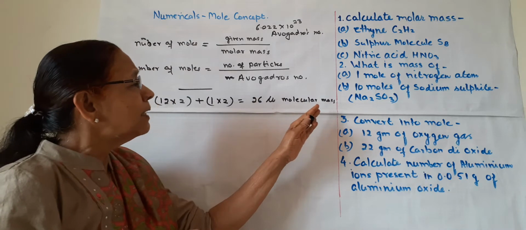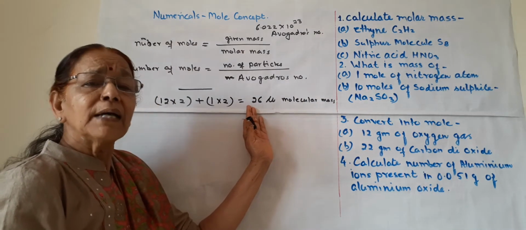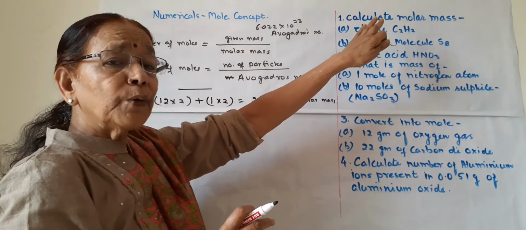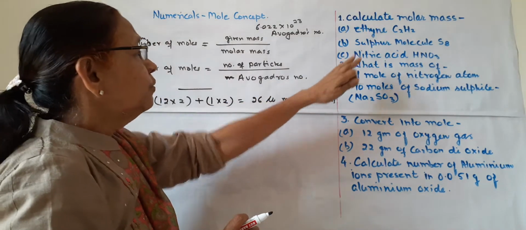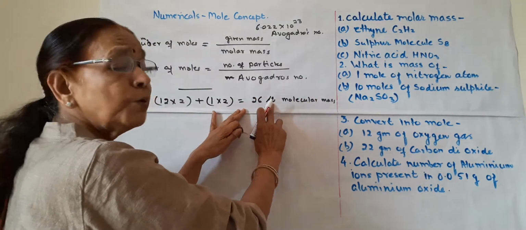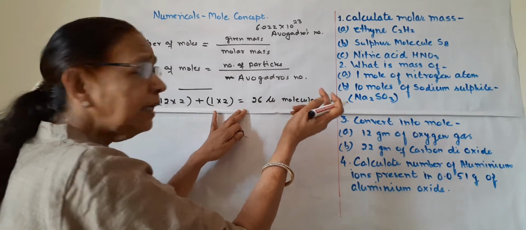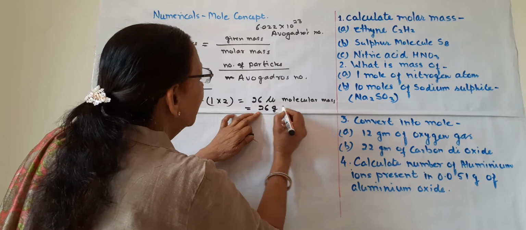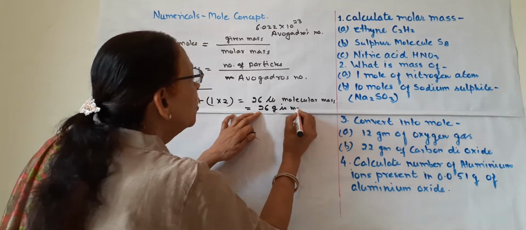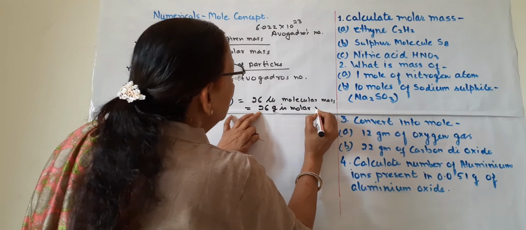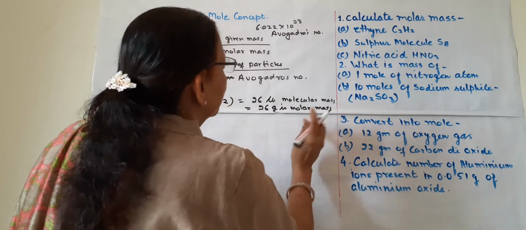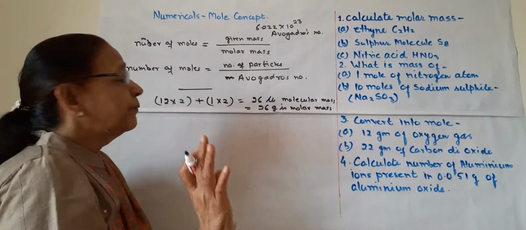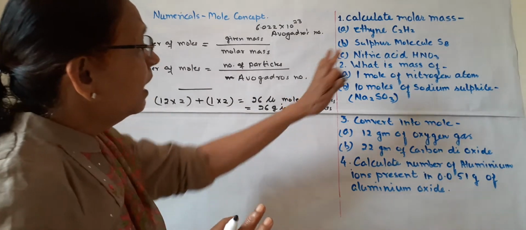26U is molecular mass of a molecule, and we have to calculate molar mass. If molecular mass is to be calculated, our answer will be 26U. But here we have to calculate molar mass. So what is molar mass? This U just changes to G, gram, then it will be 26 gram is molar mass. So this is the answer. For molar, just change this U with G. So 26G is the answer.